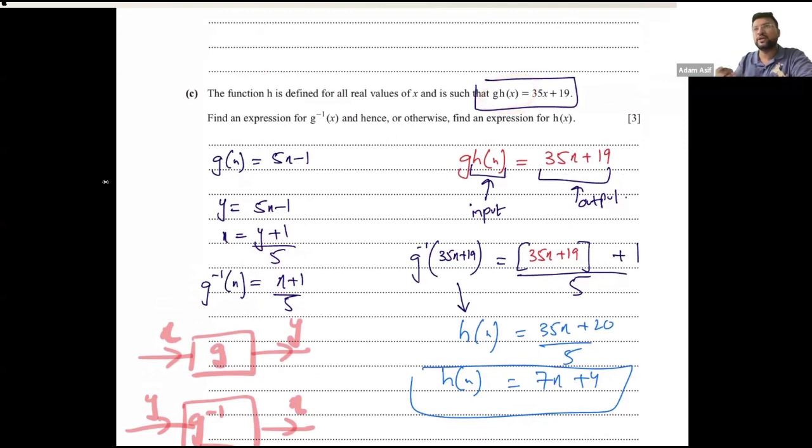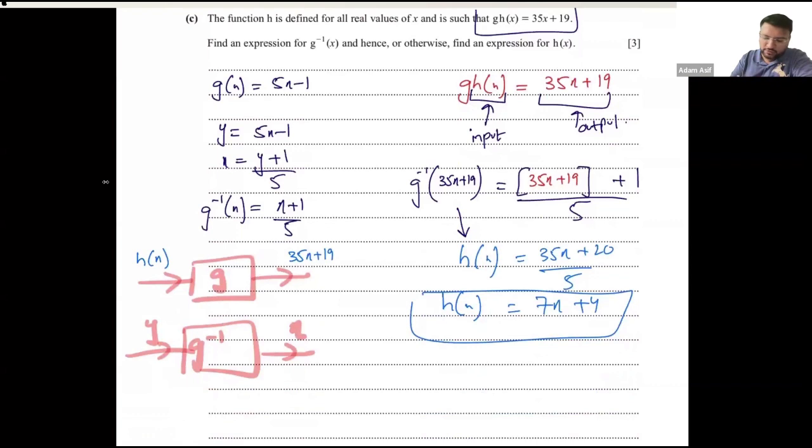तो फंक्शन g में इनपुट क्या हुआ है? h ऑफ x. सही है. तो जब मैं फंक्शन g में h ऑफ x का फंक्शन इनपुट करूंगा तो मेरे पास आउटपुट क्या आएगा? 35x प्लस 19.